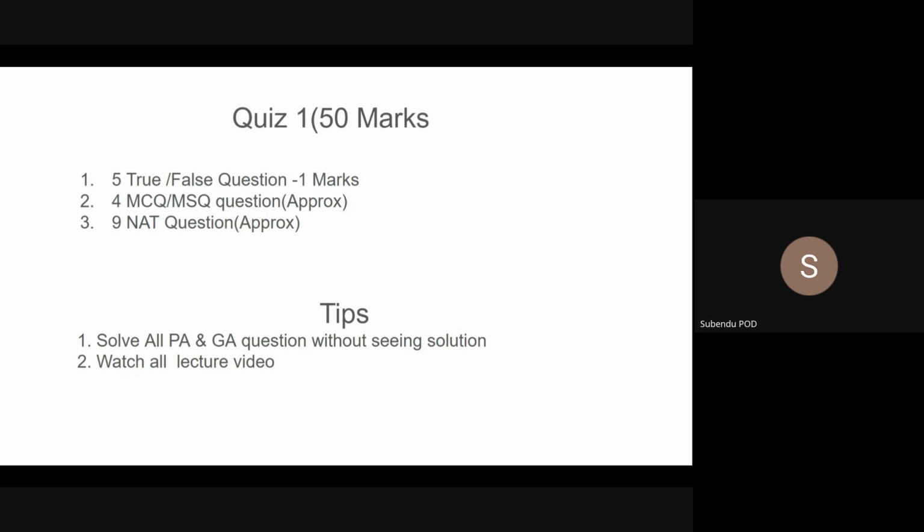Whatever the numericals in the practice exam and the graded exam, I'll suggest you solve them once without seeing the solution. That will be very helpful in quiz one, right? And the tip is to solve all the PA and GA questions without seeing the solution and watch all the lecture videos. Now we'll try to solve some numerical questions from the practice and graded assignments, so you can get to know what type of questions will be asked in quiz one, right?